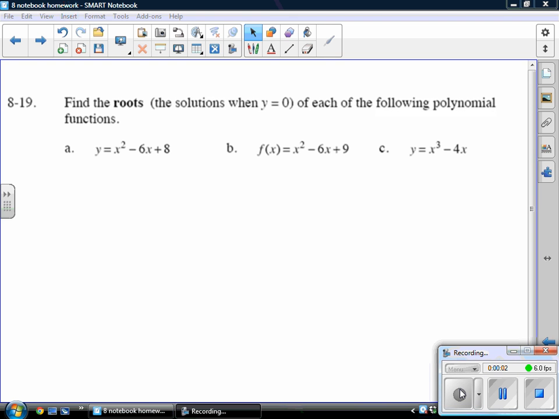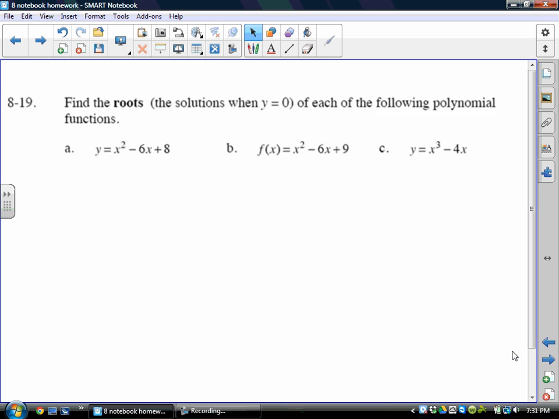This is problem 8-19 from section 8.1.1, day 2. It says find the roots of each of the following polynomial functions. Roots is another name for x-intercepts or the zeros. So what we want to do is plug in y equals 0 for these and solve it for x.